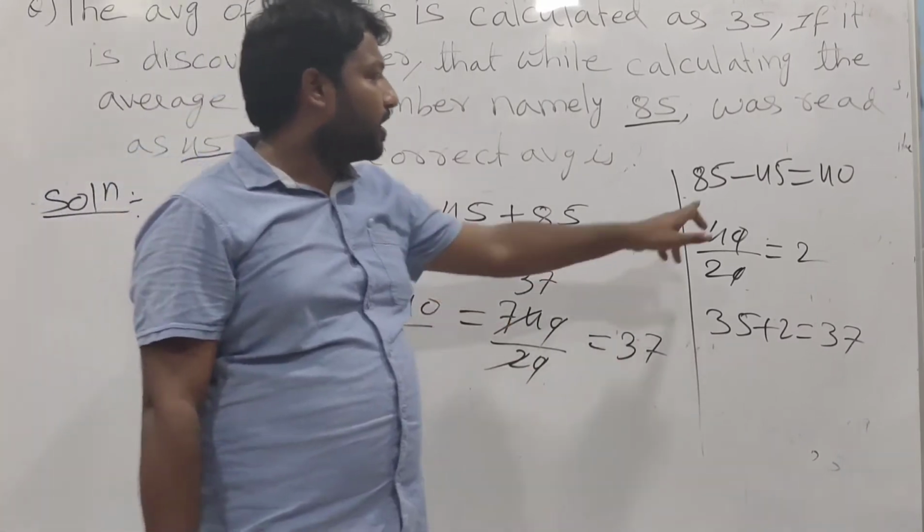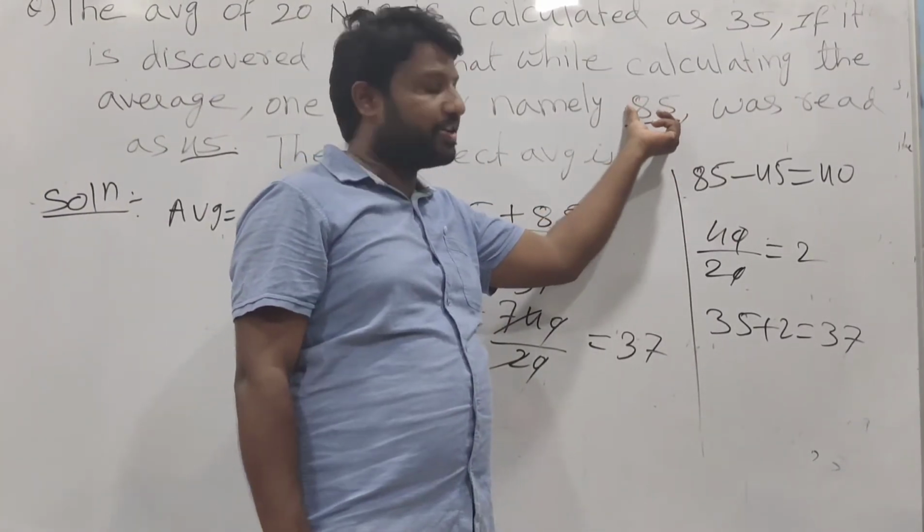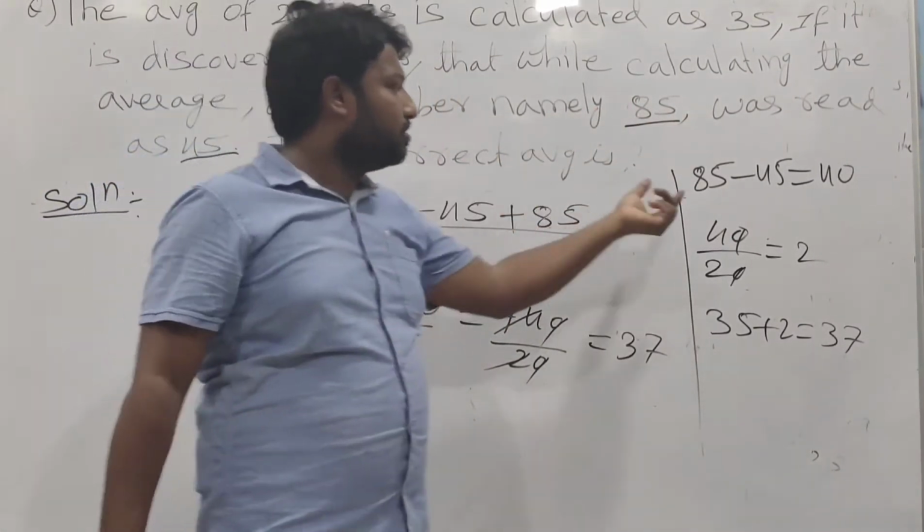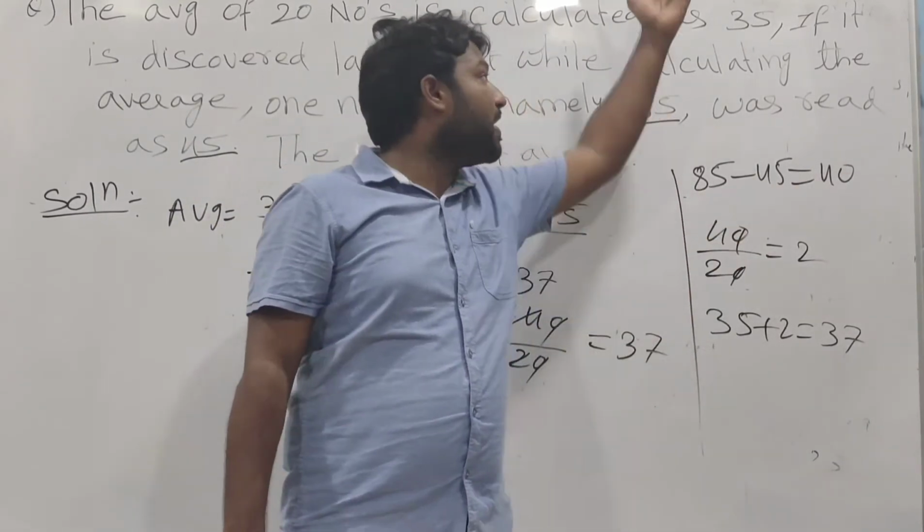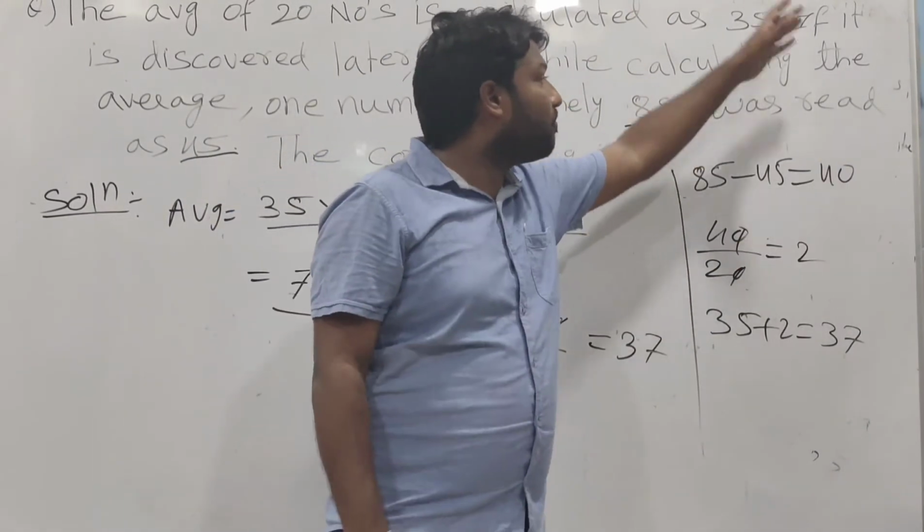So what I am doing: the actual value is 85, but they have taken 45. So 85 minus 45 is 40. 40 more should be added to the average. But you cannot directly add 40 to this average.